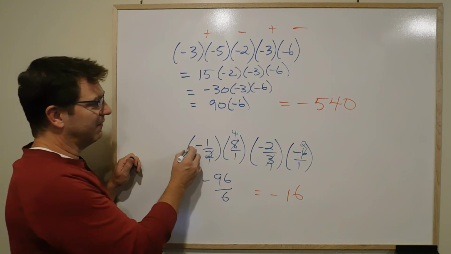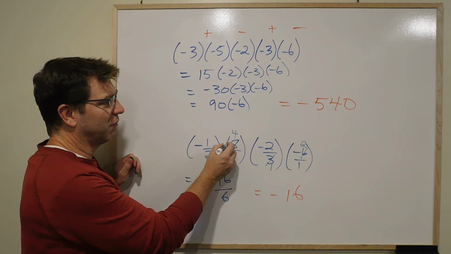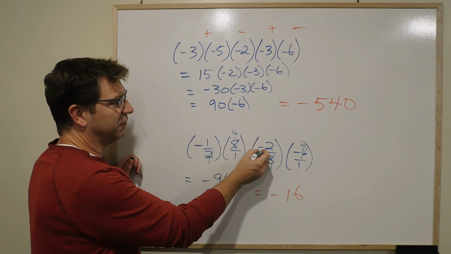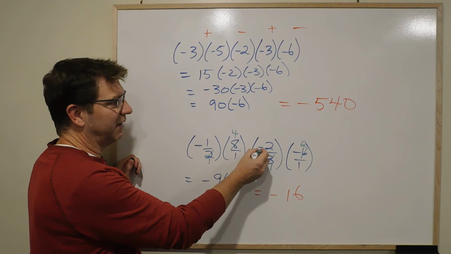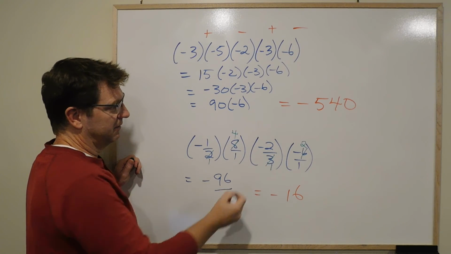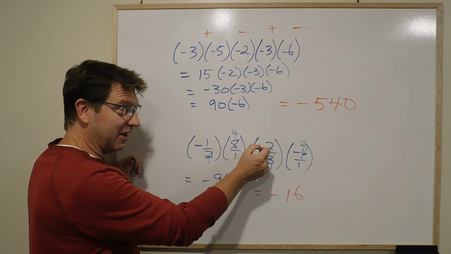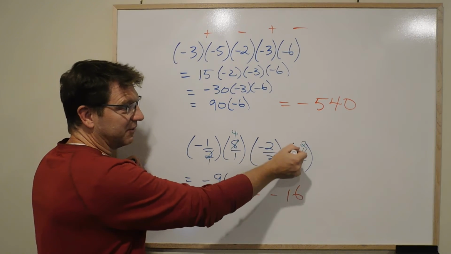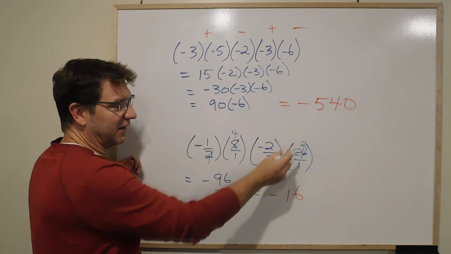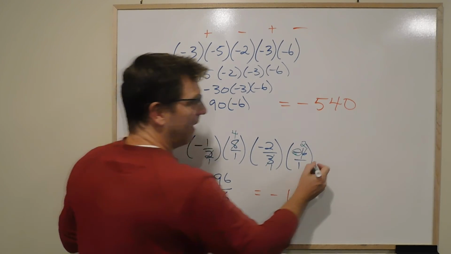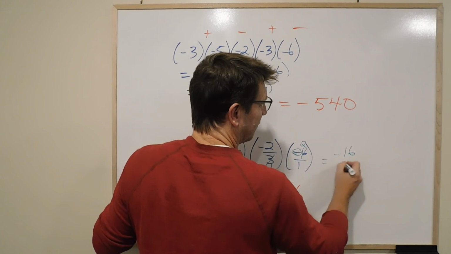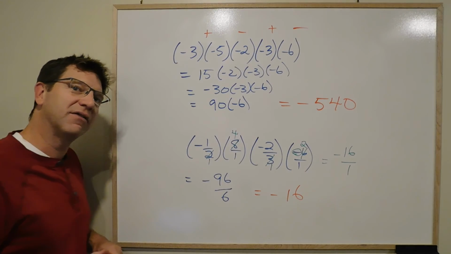So the numerator, I have negative 1 times 4 is negative 4. Negative 4 times negative 2 is positive 8. 8 times negative 2, because that negative's still there, is negative 16. And you might have learned that this is negative 16 over 1. It's just a different way to do it.